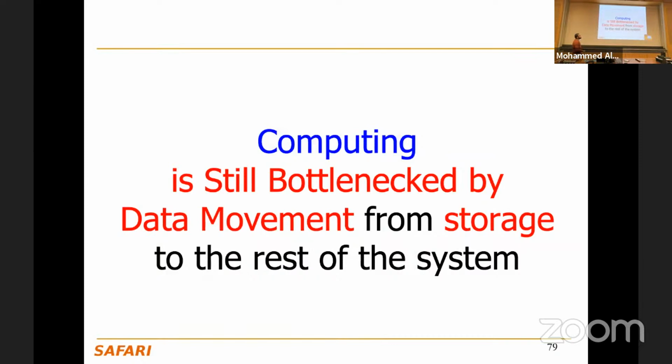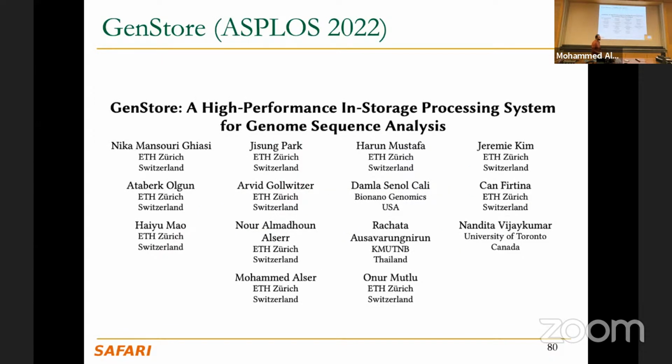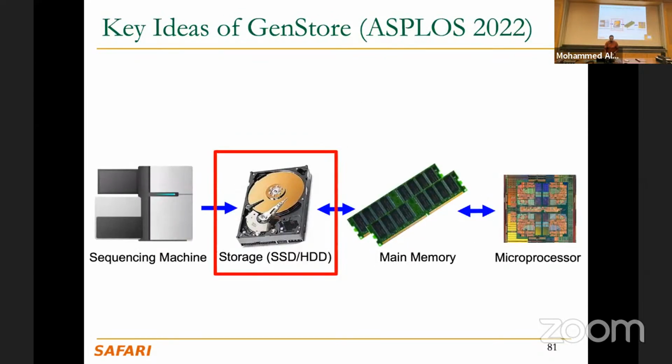Computing is still bottlenecked by data movement for all these accelerators, because whatever accelerator we use, even if it is near cache or near memory, you still need to move the data from the storage to these devices, to the memory device, or from the sequencing machine to these devices. This is our latest work, and hopefully the last work to present, called GenStore. We presented it this month in Lausanne at ASPLOS. What we try to do here is accelerate read mapping inside the storage, near the data itself, so inside the SSD.